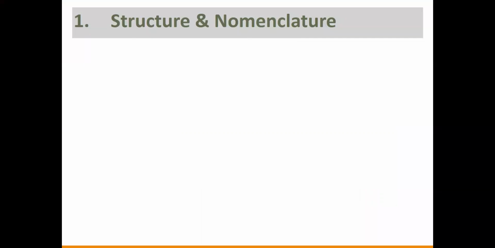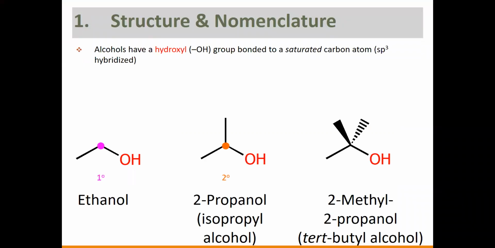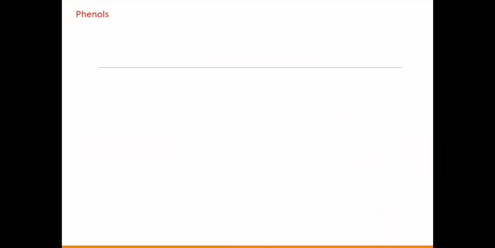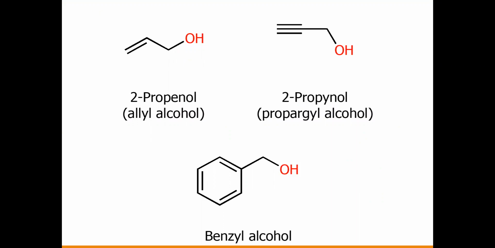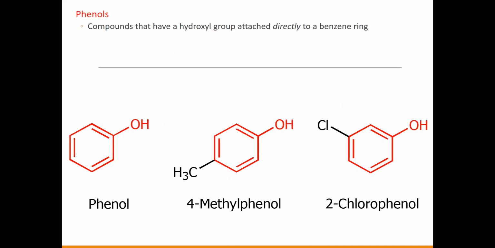Okay, again, last time we talked about the structure and nomenclature of alcohols. Now we can have a 1 degree, 2 degree, 3 degree alcohol, depending on where your OH is bonded to your carbon atom. And there's another kind of alcohol. We call this one a phenol, where the OH is bonded to a ring.